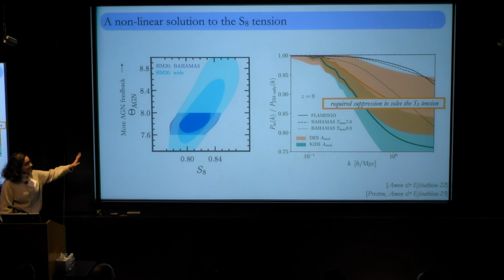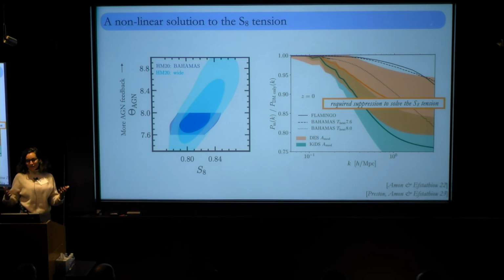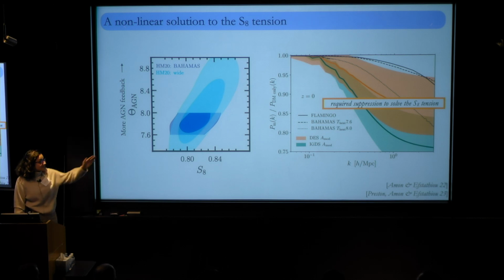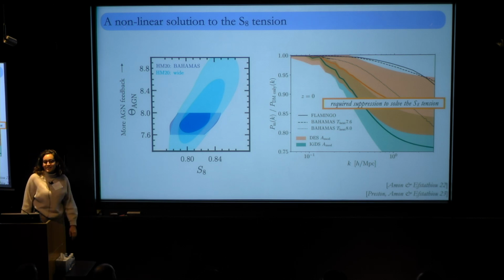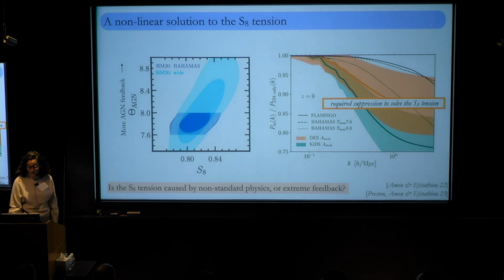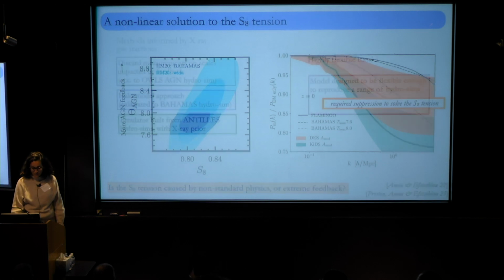Now, this is fantastic because that signature is what's predicted by a range of non-standard models, like dark matter models. But before we get excited, we need to rule out that that's not feedback. And as you can see, it's more extreme than the state-of-the-art simulations. So that sets up our question. How extreme is too extreme? And is that what's causing the S8 tension?